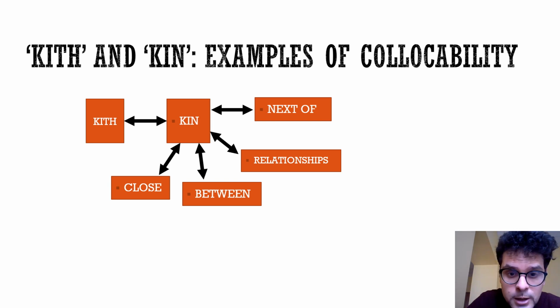However, kin is a word with many more possibilities, many more collocates. As a node word, it has more collocates. So we can say next of kin, we can say a close kin, we can say kin relationships, or we can say between kin. So others as well, but these are some of the most common collocations that you find if you key in kin in any corpus of English.